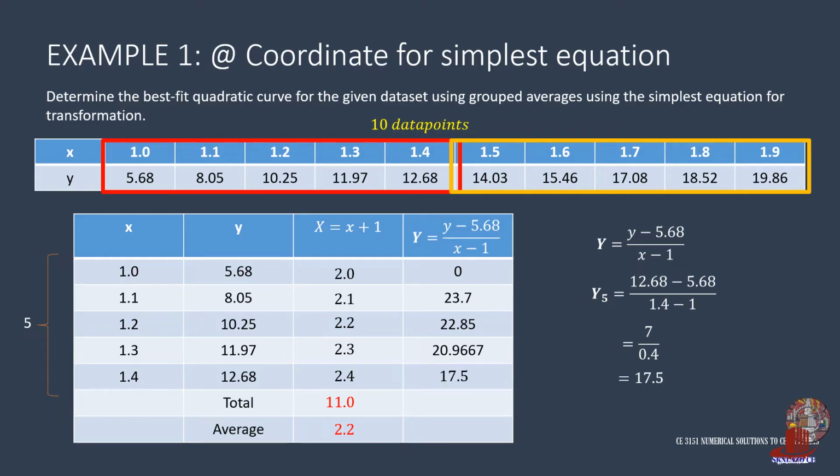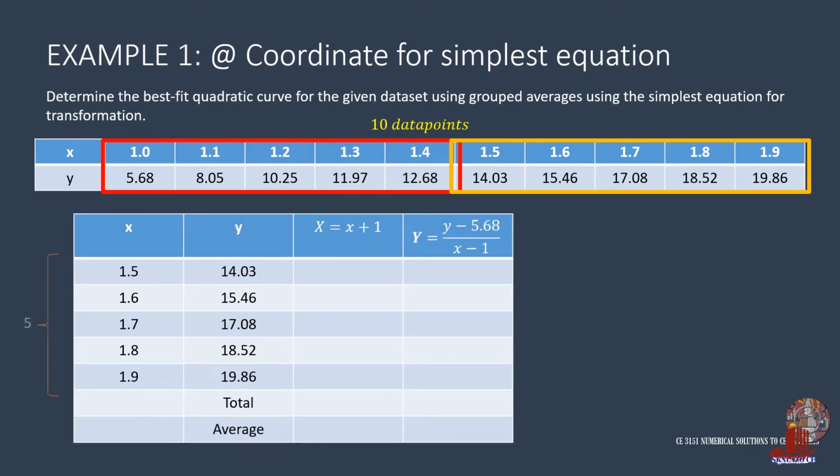or that is 17.5. Having completed the column for capital Y, add all Y's to get 85.0167. Then divide this by 5 to have 17.0033. With the two averages already determined, we can generate the third equation as 17.0033 equals 2.2a plus b.